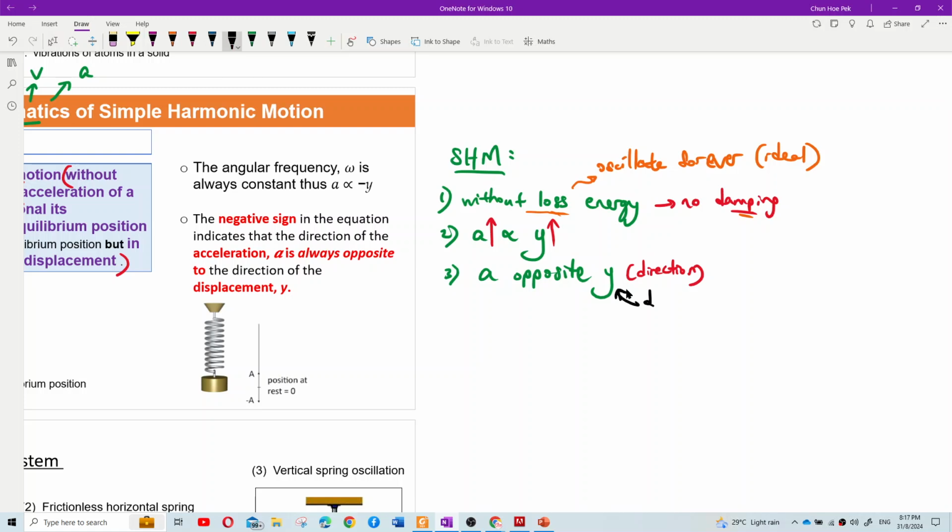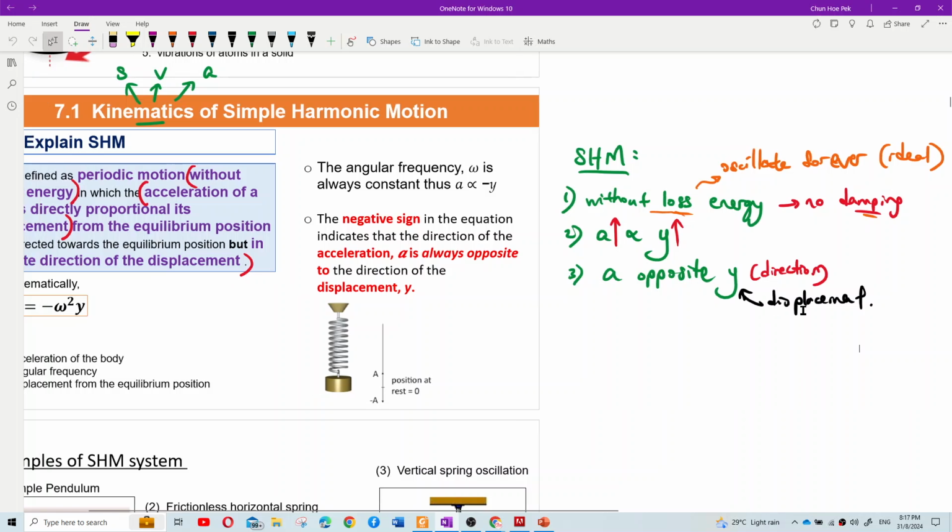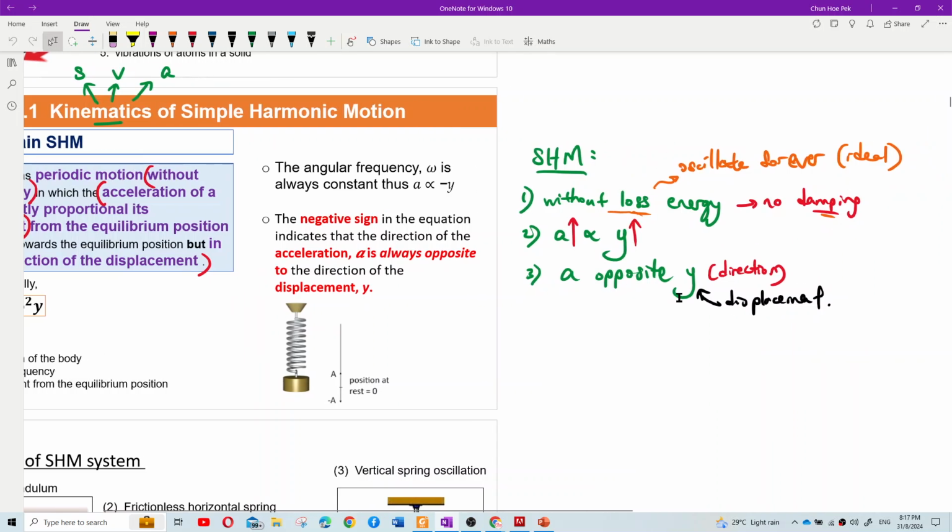This is the displacement. Acceleration is proportional to displacement. Acceleration is opposite to displacement. So these three points, remember that: no loss of energy, acceleration proportional to displacement, and acceleration opposite to displacement.